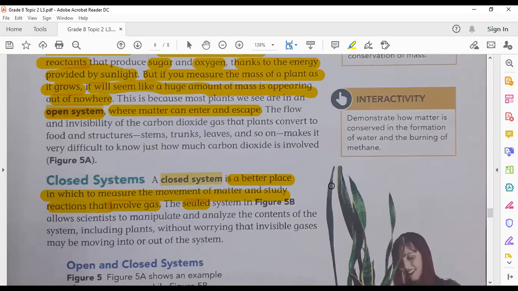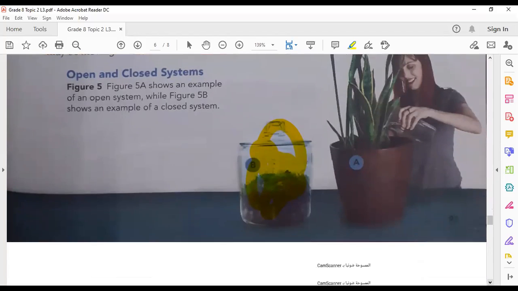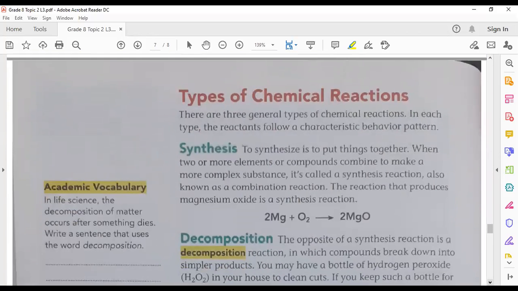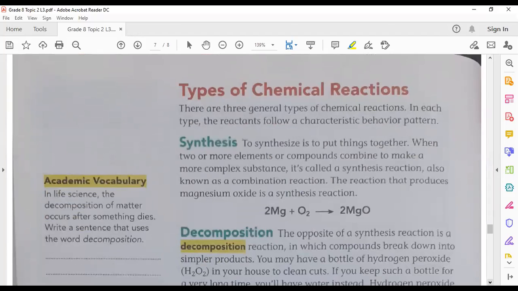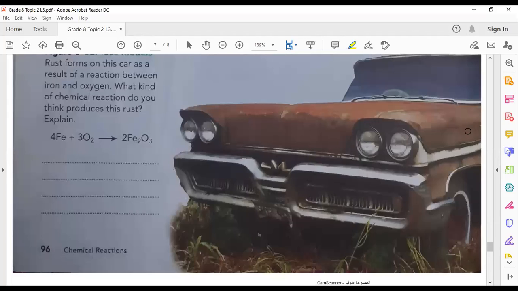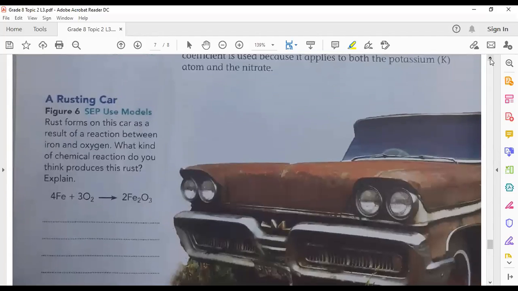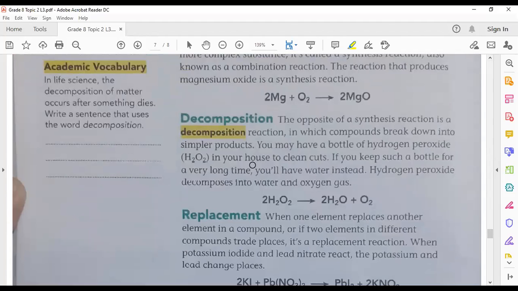Do you have any comments? No. Now, finally, we have three types of reactions. According to energy, there are exothermic and endothermic, but chemical reactions can be divided into three types. The first is synthesis. The second type is decomposition. And the third type of reaction is called replacement. What is the difference between them?